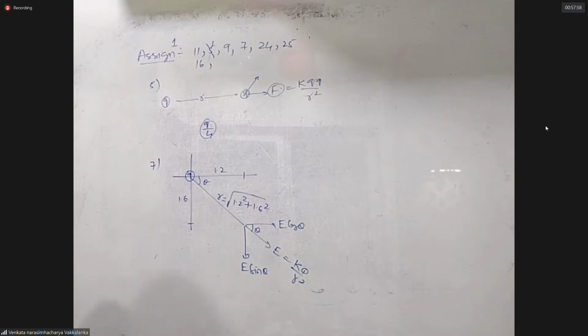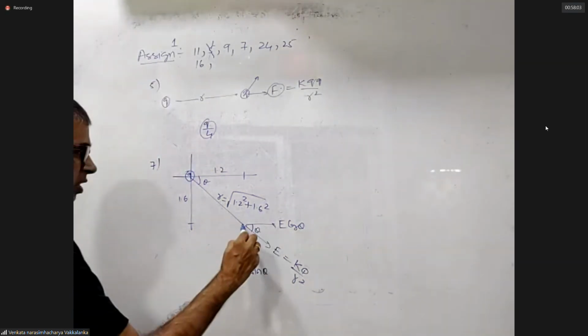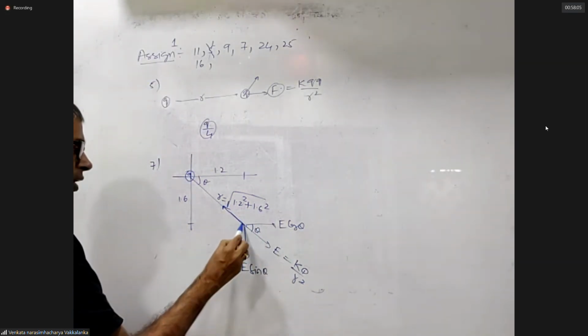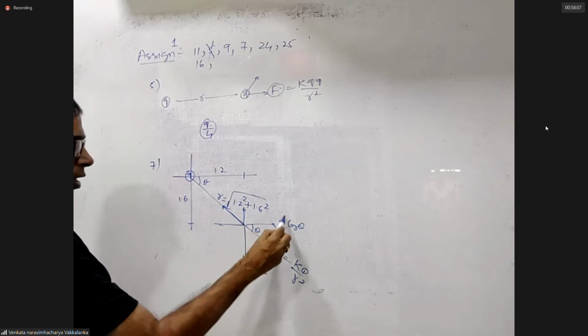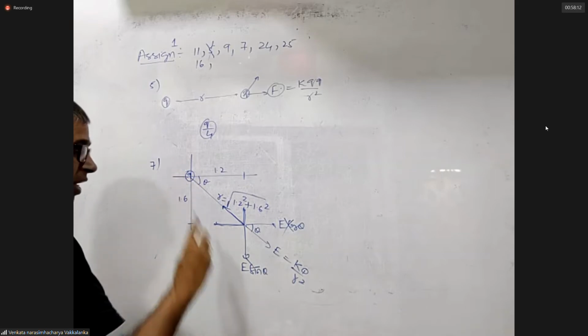You can also do it by taking R in unit vector form. There is a small change. If Q is negative, the field will not be this way. The field will be this way. This will have horizontal and vertical components this way. This will be horizontal, this will be vertical. If it is minus.